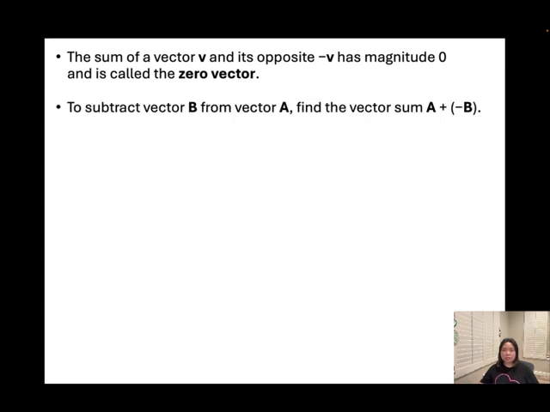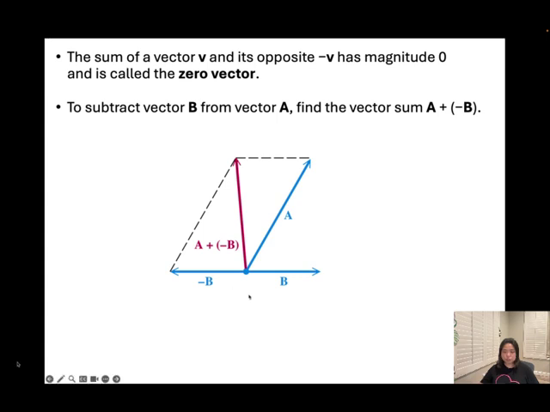To subtract vector B from vector A, we want to find the vector sum A plus negative B. So look at this picture. We have vector A and vector B, and it looks like they want to use the parallelogram rule. So we have to change the direction of vector B and make it negative B. Then we create the parallelogram, and the resultant goes this way: A plus negative B.